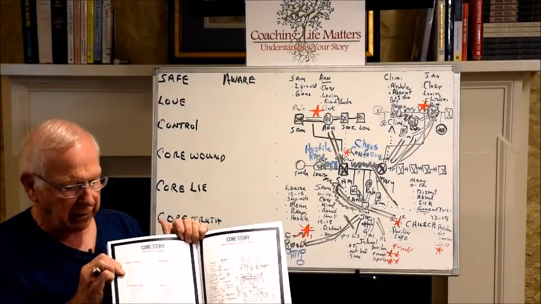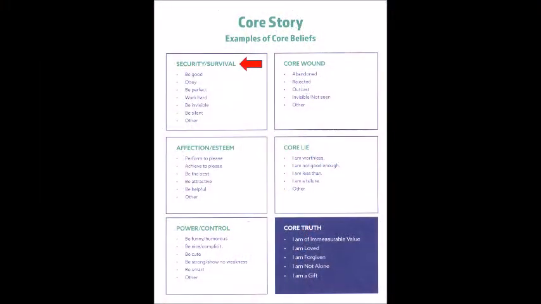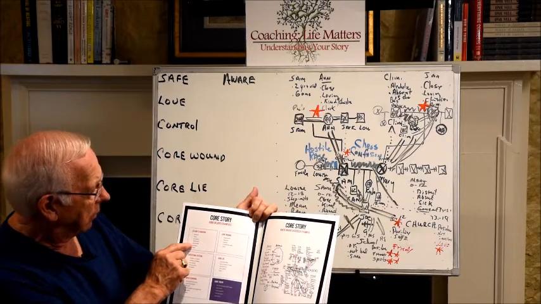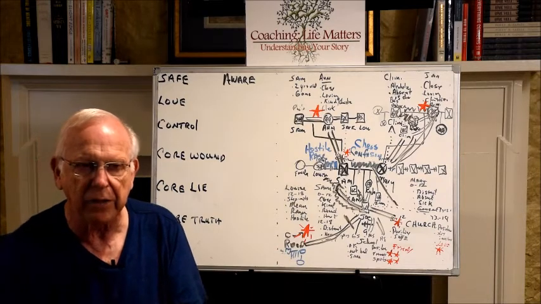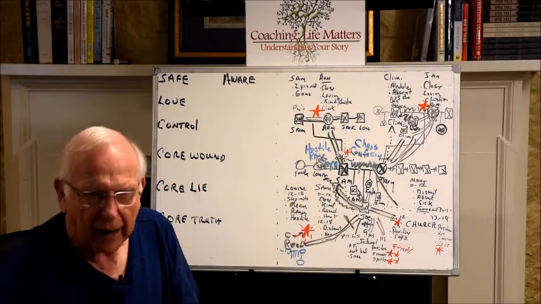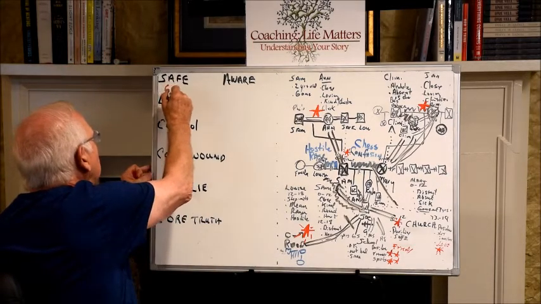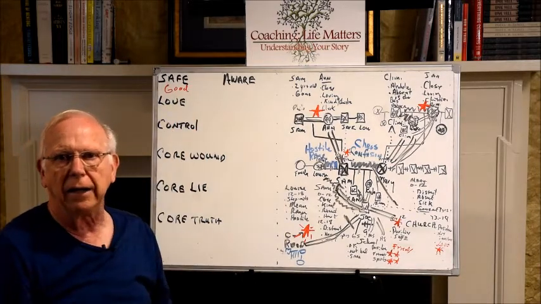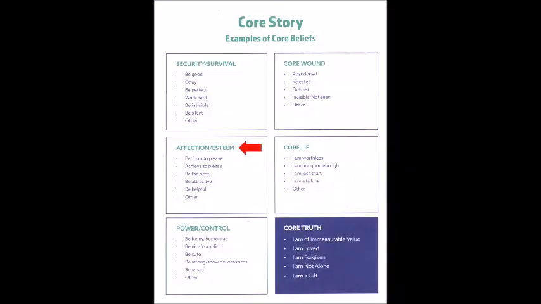For example, what I figured out that I need to do to be secure or to survive or be safe is, and there's a list of things here: be good, obey, be perfect, work hard, be invisible, be silent, or some other. And just let them look at that list and let them think about it. And with Joe, after he thought about it, what he came up with, I need to be good. Poor daddy. So I'm going to be good so daddy doesn't get in trouble again. Now I move to affection and esteem in your book.